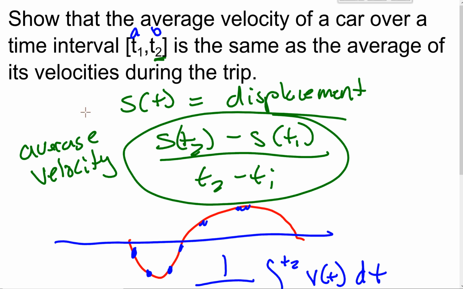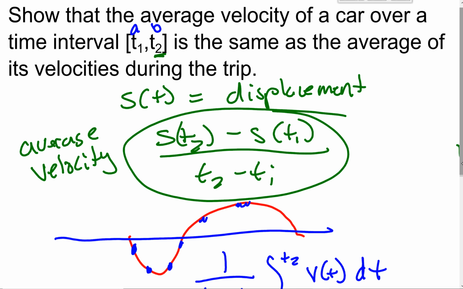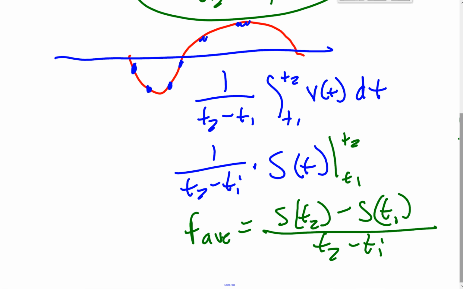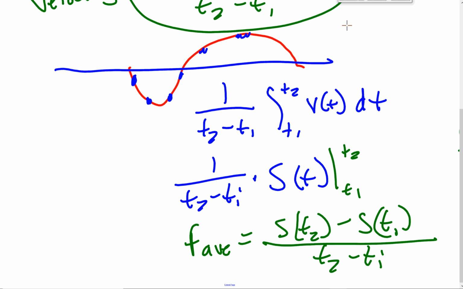So this is our average velocity of a car over the time interval, and this down here is the average of our velocities, which is the same. So these are the same. That's how we relate and use our average velocity and the average value of a function.